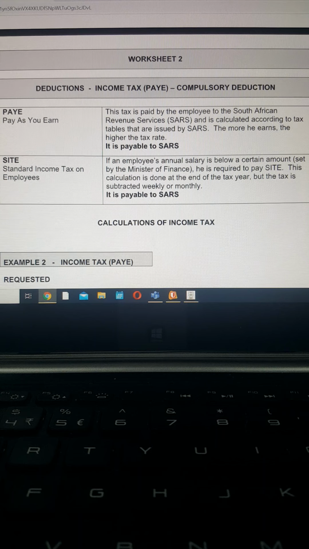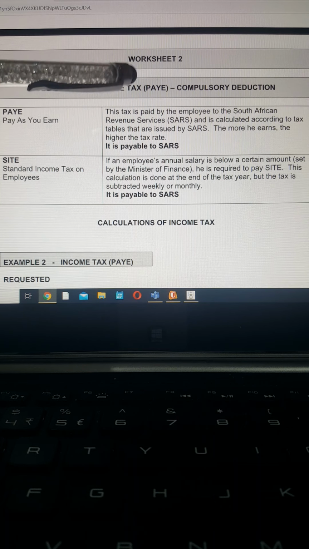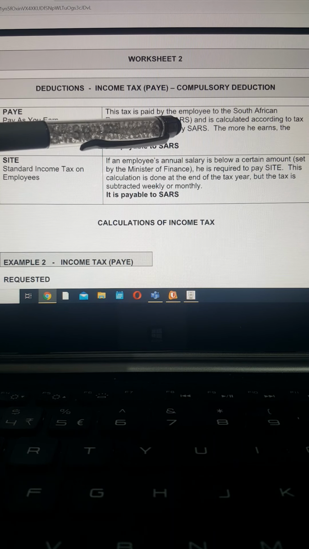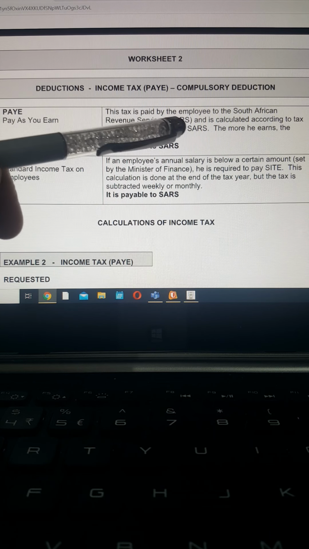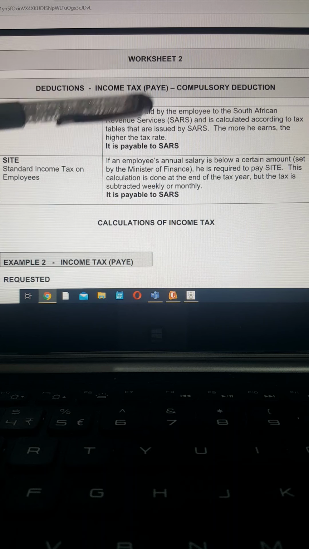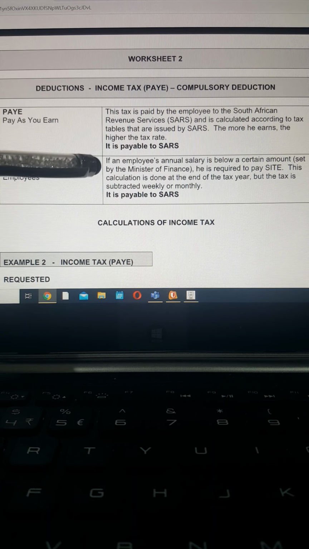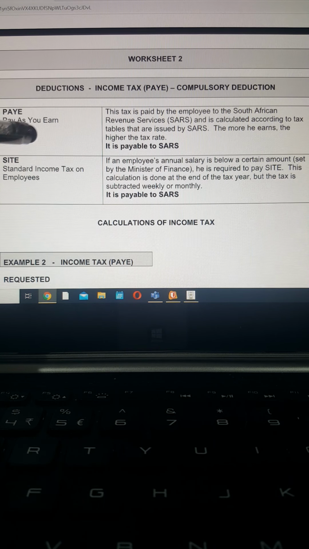So all you need to know is, what does this abbreviation stand for? It stands for pay as you earn. Who do we pay our tax to? We pay it over to South African Revenue Services. And how do we calculate it? We calculate it according to the tax tables that they give us. So I'm going to show you a tax table and how we do the calculation. So you have to know what is PAYE. It means the more money you earn, the higher your tax becomes, right?